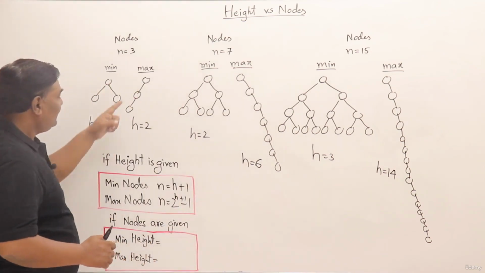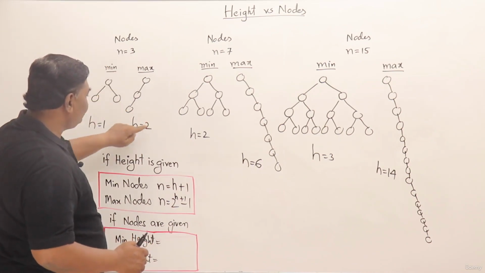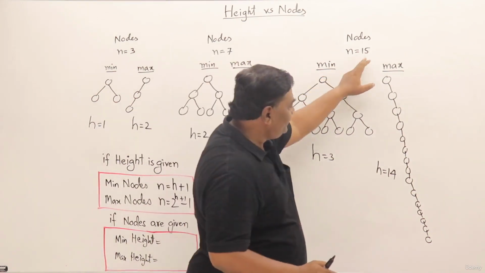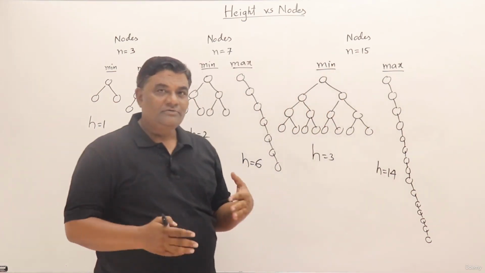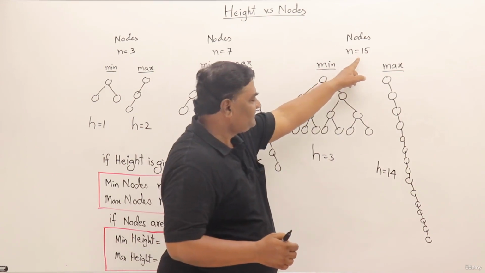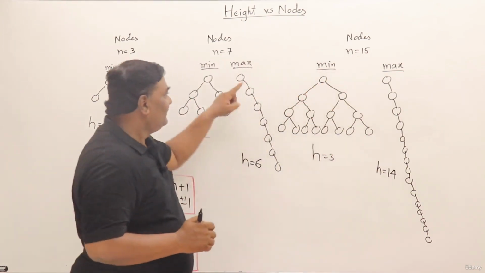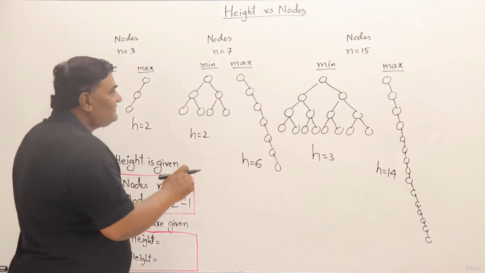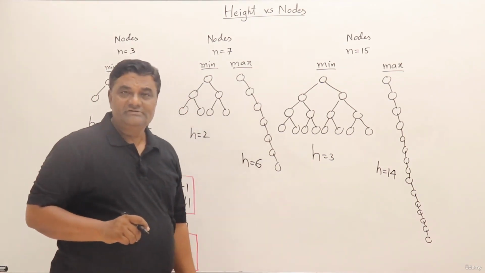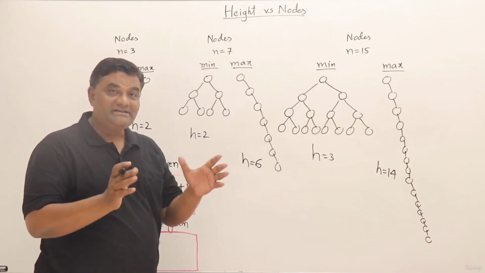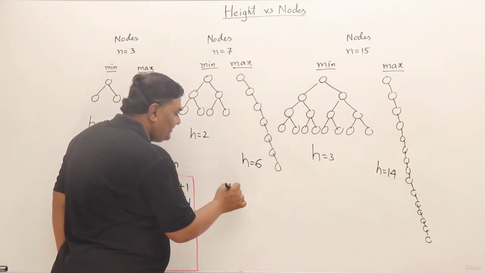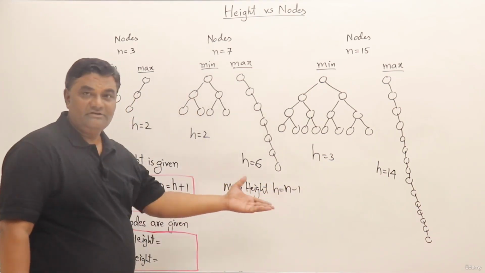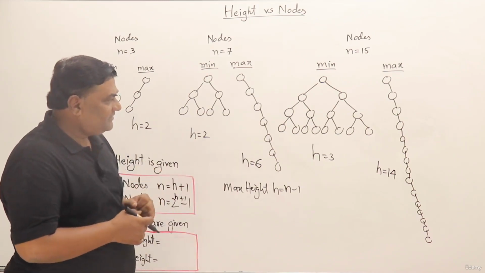Let us check maximum. Maximum height for 3 nodes is 2. For 7 nodes, height is 6. For 15 nodes, height is 14. So there is some pattern. Whatever the number of nodes is, the height is 1 less than that. Nodes are 7, so height is 6. Nodes are 3, so height is 2. So height is 1 less than the number of nodes. So yes, we got the formula for maximum height: h is equal to n minus 1.